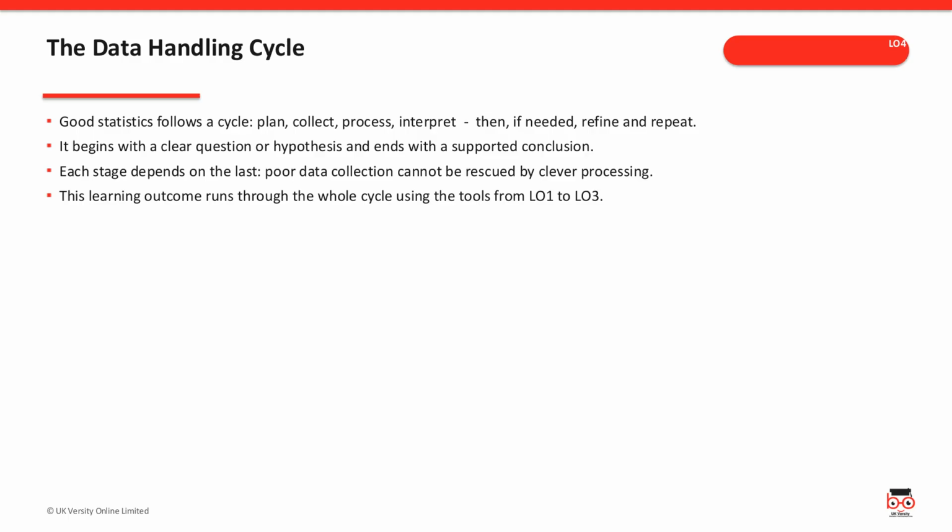Each stage leans on the one before, so poor data collection can't be rescued by clever processing later. Garbage in, garbage out, as they say. This whole outcome walks through that cycle, using the tools we built up in outcomes 1 to 3.